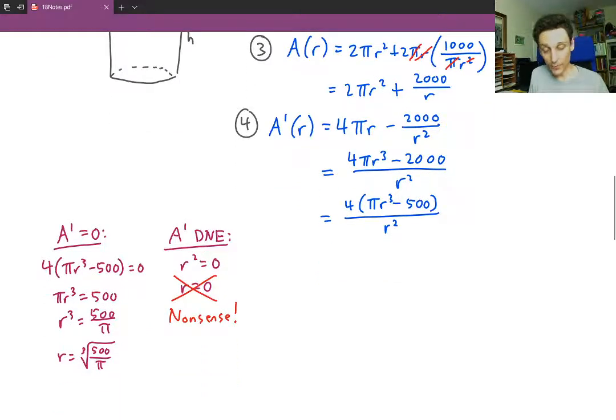So the only r value where we could possibly have a max or a min would be r equals the cube root of 500 over pi. So if we want to talk about our radius, and I said maximum again, but I meant minimum.